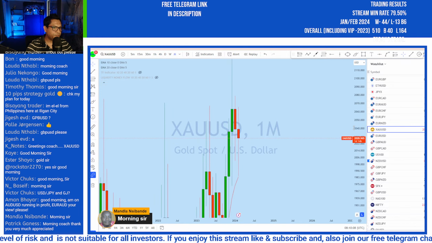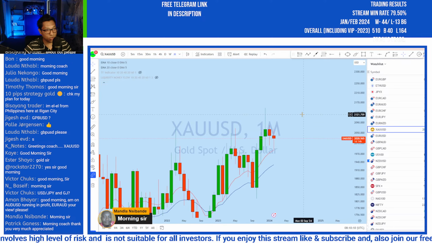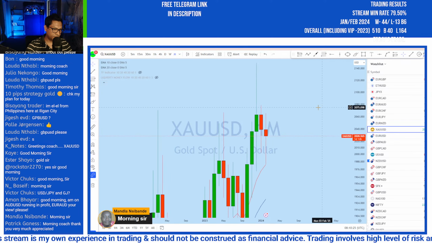Why? Because monthly, weekly, higher time frames will always give you the clear direction of the market, removing all the noise from the lower time frame. Because when you look at the higher time frame, you can see a very clear picture in the lower time frame.